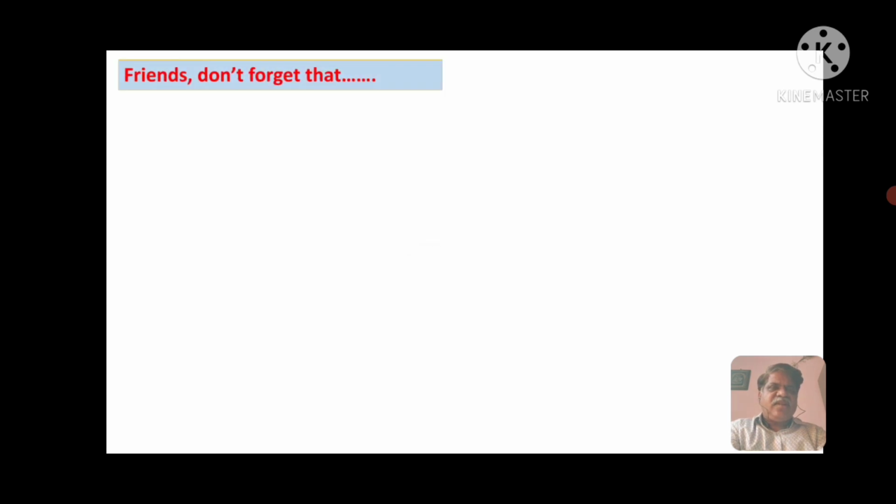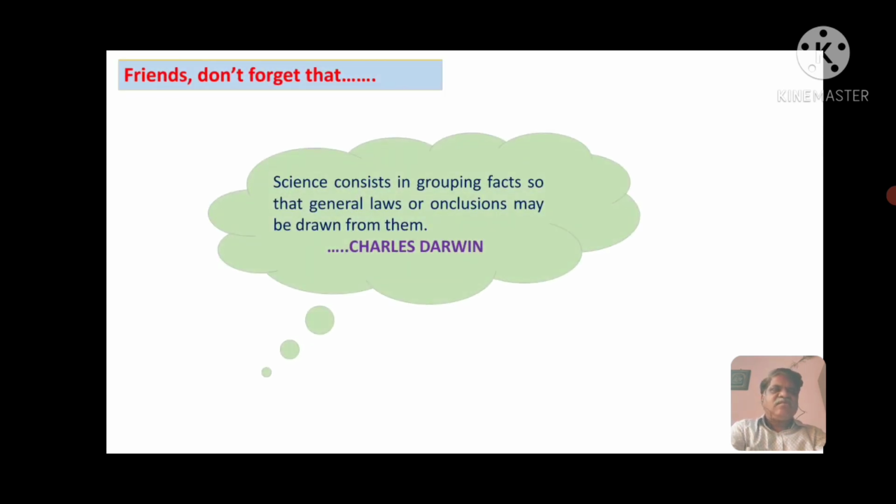Friends, you should not forget the famous words of Charles Darwin. Science consists in grouping facts so that general laws or conclusions may be drawn from them.